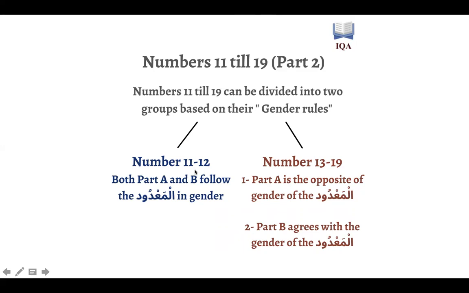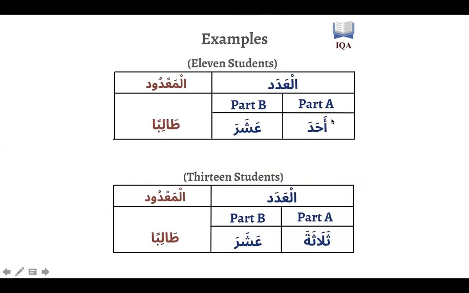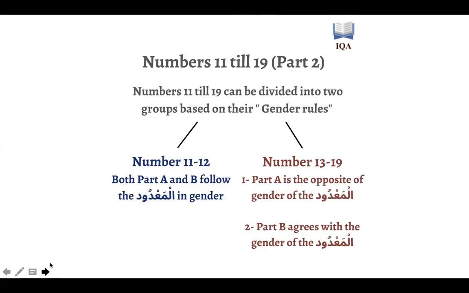So numbers 11 and 12, both part A and B follow the ma'adud in gender. So both part A and part B are going to follow the gender of the ma'adud. So if this is feminine, both of these are going to be feminine. And if this is masculine, both of these are going to be masculine, like in this example.